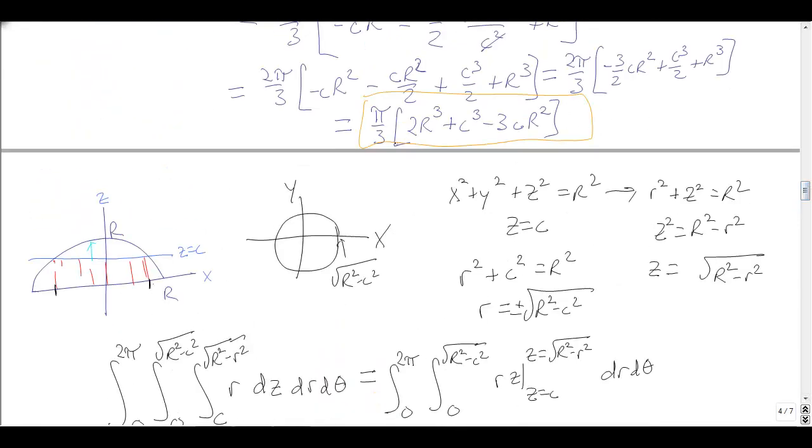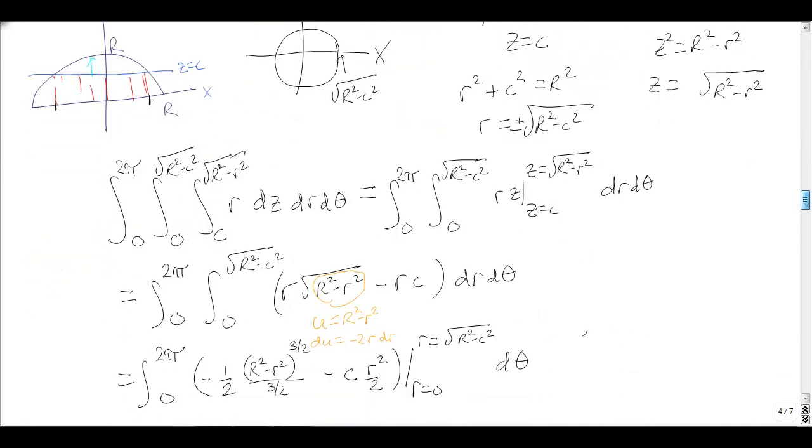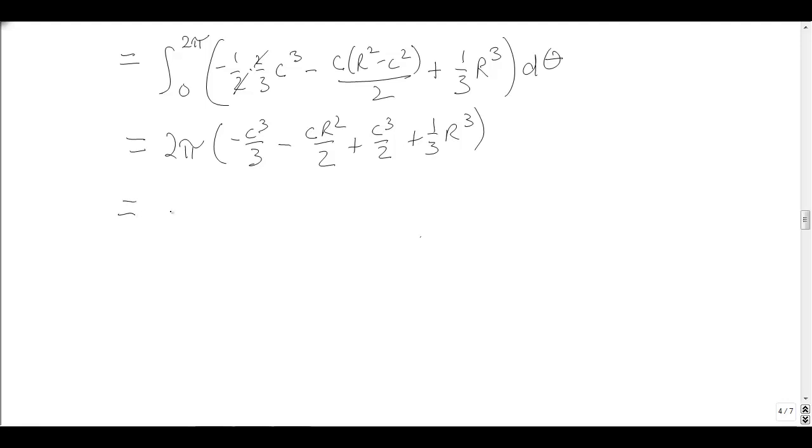So we got this pi over 3 times 2R cubed plus c cubed minus 3c R squared. So let's change this to be a pi over 3. If we do that, I divided by 3 here, so I need to multiply by 3 on the inside. I also have the 2 needs to go in, so I'm going to multiply by 6 on the inside. When I multiply by 6, I'm going to get a negative 2c cubed, a minus 3c R squared, plus 3c cubed, and then a plus 2R cubed.